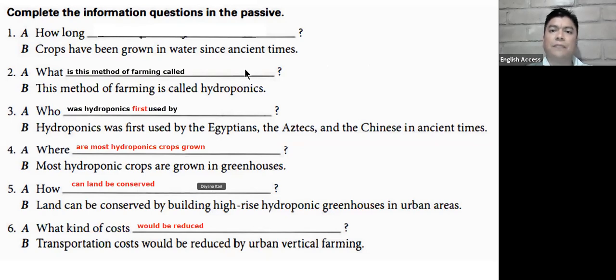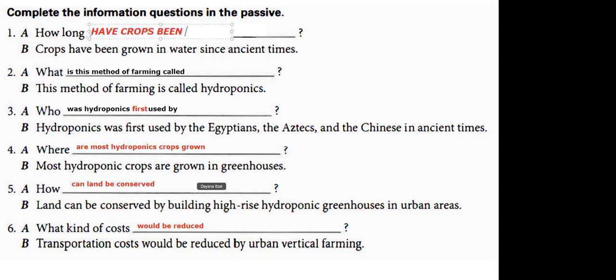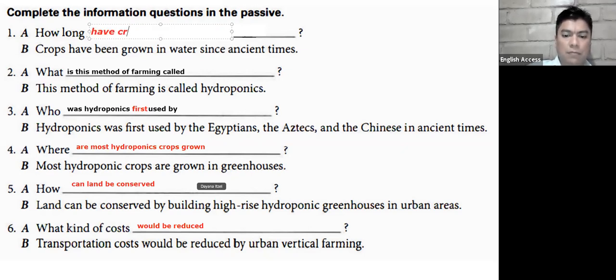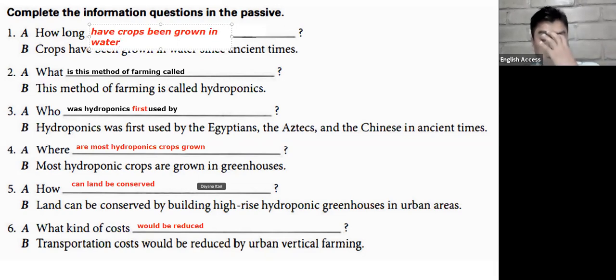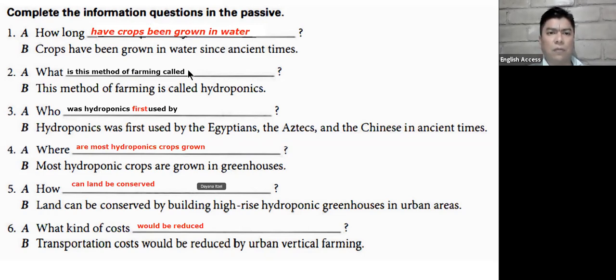Okay, let me check your answers. I thought I had the first one. I forgot to write it down. So how long have crops been grown in water? And let's continue with the next one. What is this method of farming called? Perfect. Who was hydroponics first used by? Very good. Where are most hydroponic crops grown? How can land be conserved? What kind of cost would be reduced? Very good, guys. Really good.